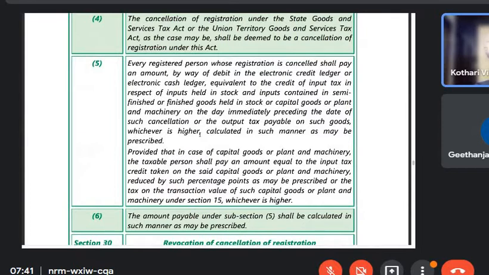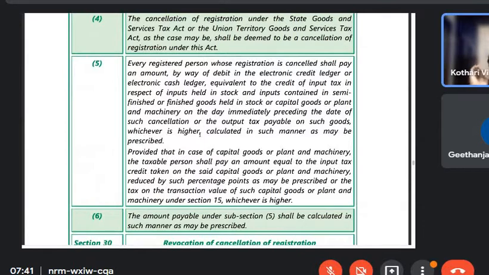In case of capital goods, as reduced by such percentage basis points, which you have already seen in the input tax credit chapter. So in the semi-finished goods, finished goods and capital goods, check what is the input tax credit you have taken. Now, if you sell this, what is the output tax payable? So one is you check what is the input tax credit you have taken, and now at the time of cancellation of GST registration, if you are selling these goods, how much will be the output tax liability?